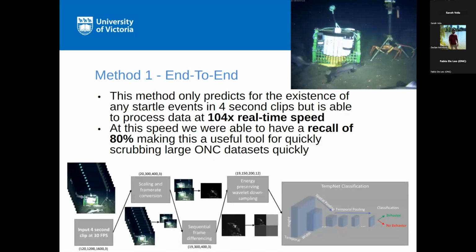And so with this end-to-end model, we had really great performance. We were able to process in a single node running a single GTX 1080 Ti at 104 times real-time speed. And while having this high speed, we were able to have a recall of about 80%. So we do miss about 20% of our startle events in this first pass, but we are accurate enough for what we're hoping to do.